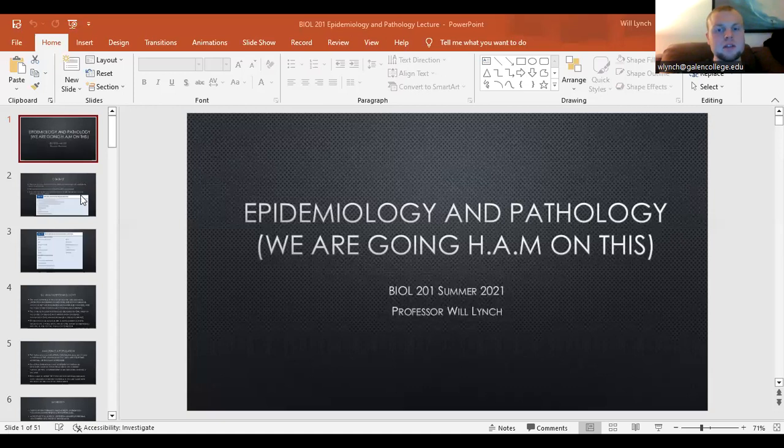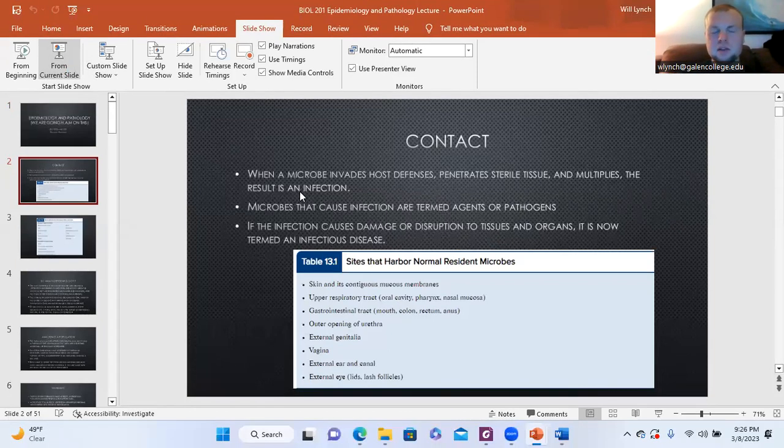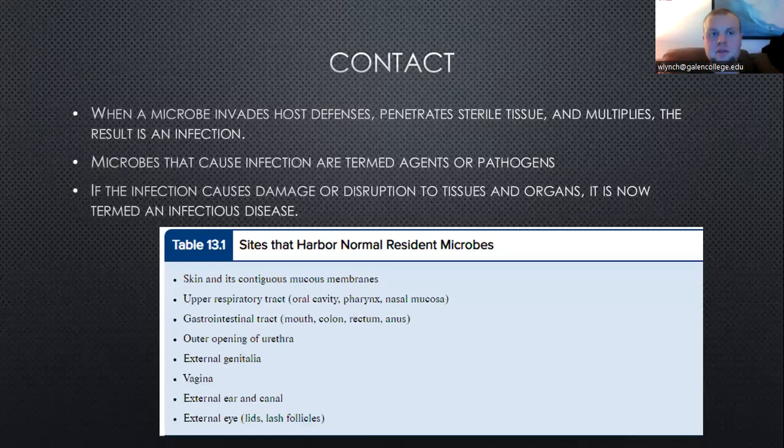We are going to be looking at epidemiology this time around. So looking at epidemiology and a little bit of pathology as well, but mostly epidemiology and what that means. Epidemiology is the study of disease, basically disease processes. So what happens here? Of course, we have to have some sort of an infection or some sort of a disease actually grab a hold.